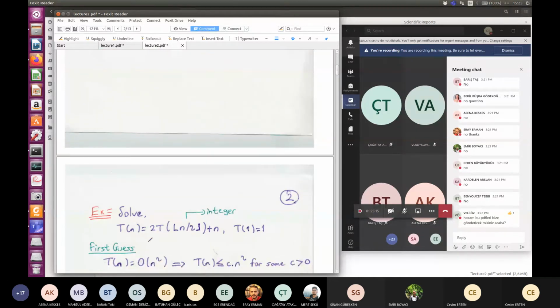As an example, let's consider the following recurrence relation. Does anybody recognize this recurrence relation? T(1) is 1, and for the inductive part, T(n) is 2 times T(floor of n divided by 2) plus n. You can forget about the detailed notation, it's just the floor function. Do you remember this recurrence relation?